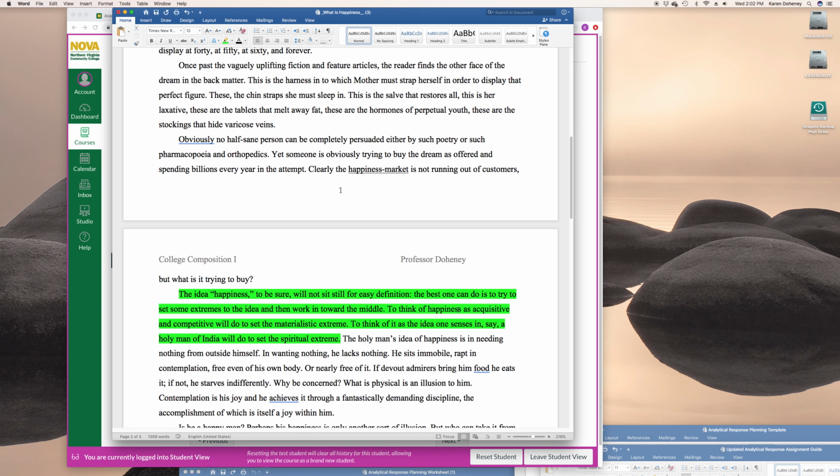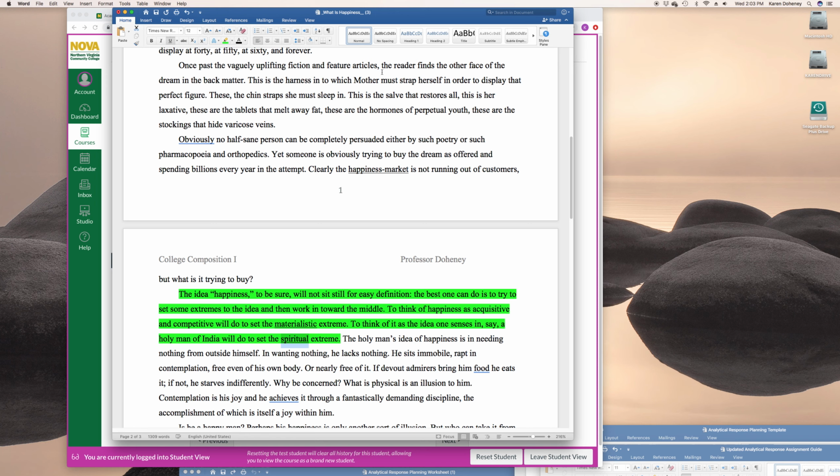He says happiness as acquisitive and competitive, like he just talked about up here, is the materialistic extreme. So there's idea number 1, right? And remember, he doesn't think that materialism is the right answer. We can tell because of his tone, okay? Then he says to think of the idea as one senses in, say, a holy man of India will do to set the spiritual extreme. So there's the spiritual extreme as well.